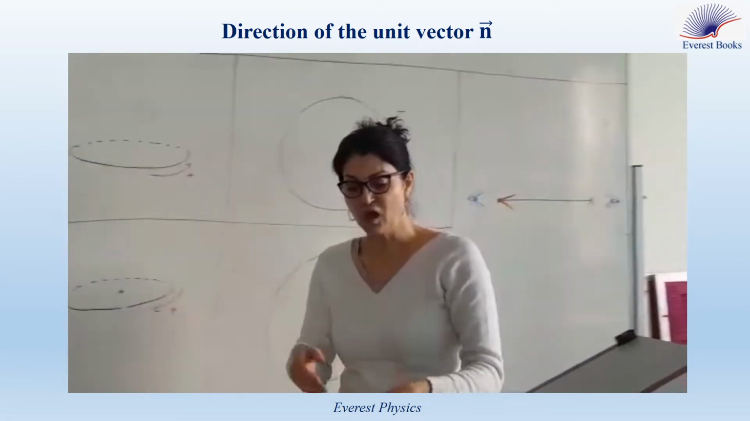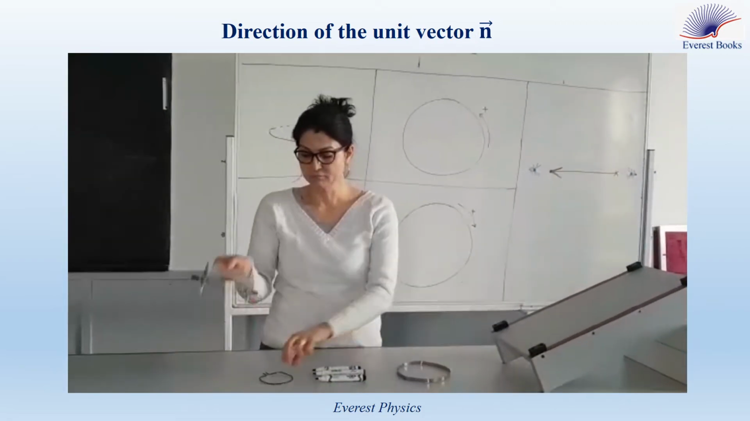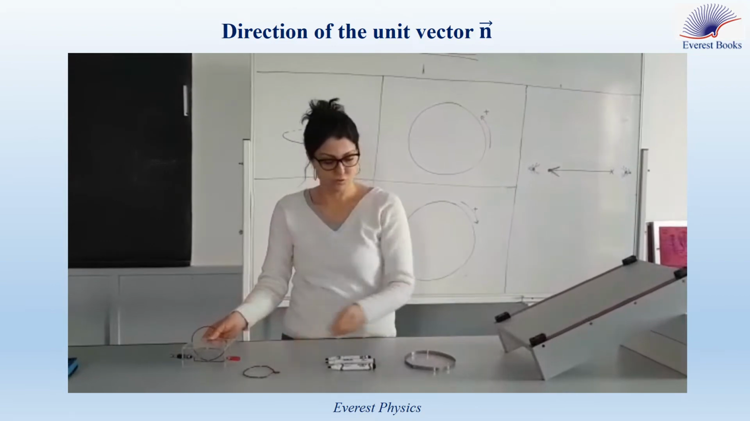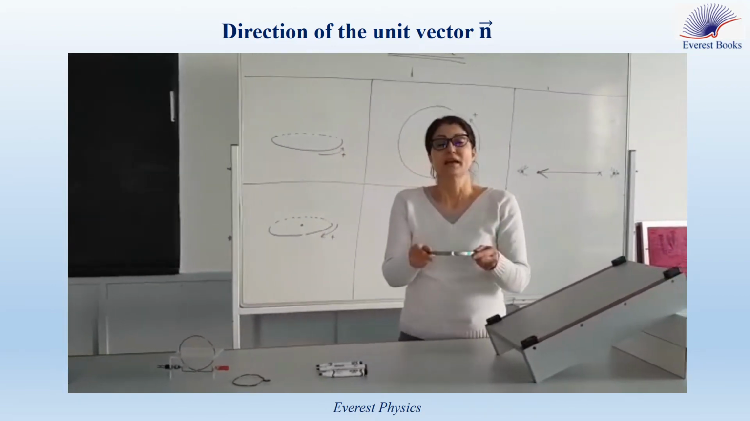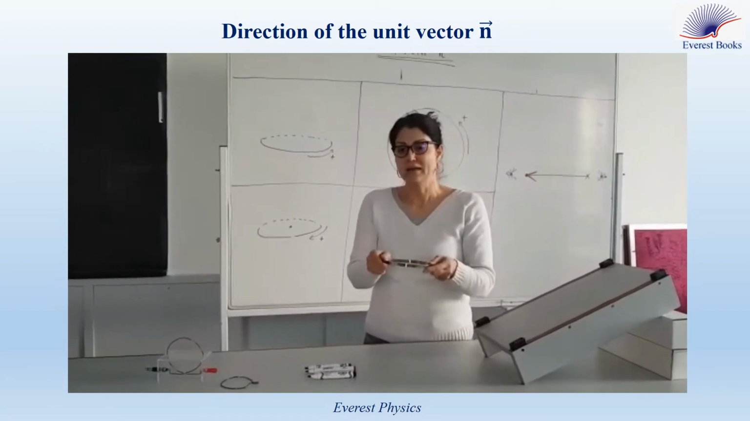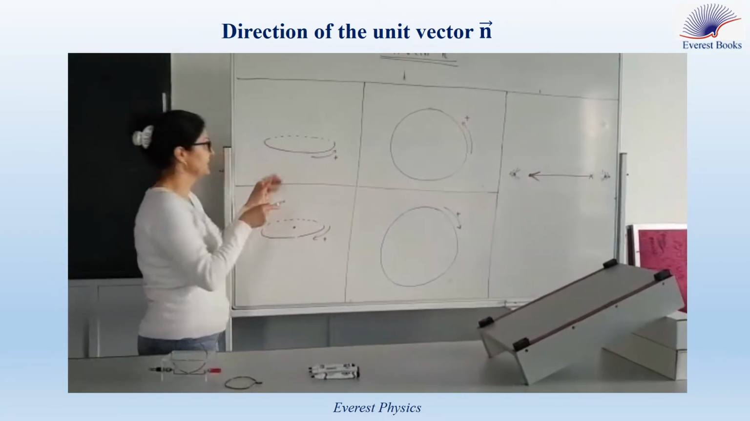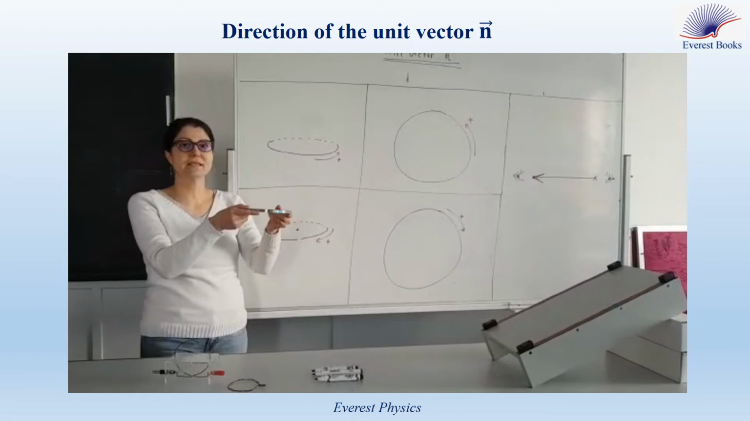Now let's move to our experiment. Here we have conducting loops. I will use this one. Now we want to specify the direction of the unit vector n. First, I will place the loop in the horizontal plane.